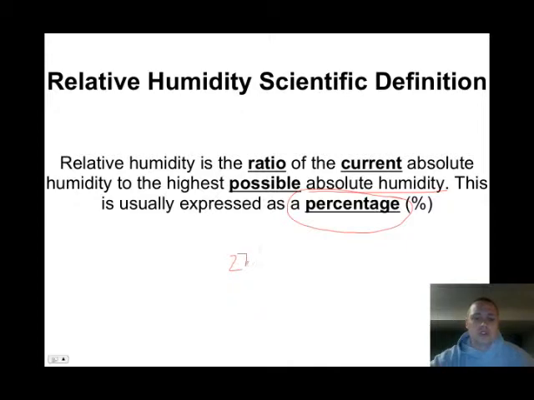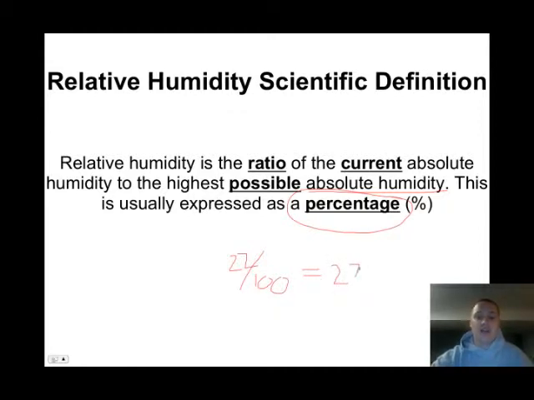22 grams per meter cubed. So if you had a meter cube box and there was 22 grams of moisture, divided by, let's say, the absolute most it could hold was, say, 100 grams in that meter cube box, that would be a ratio of 22%, 22 divided by 100.